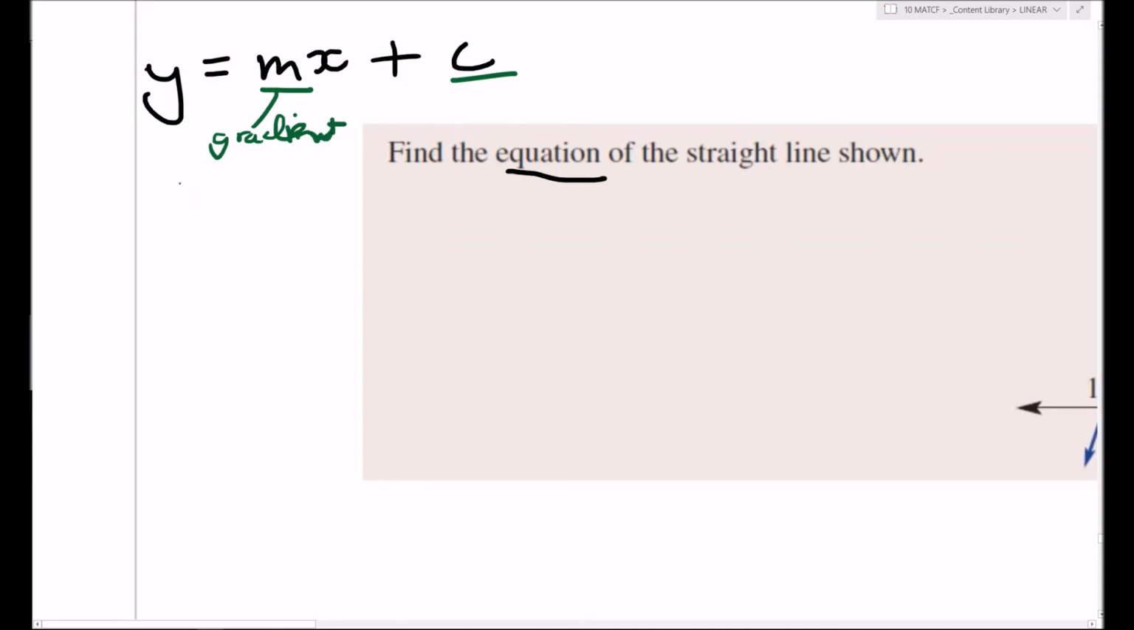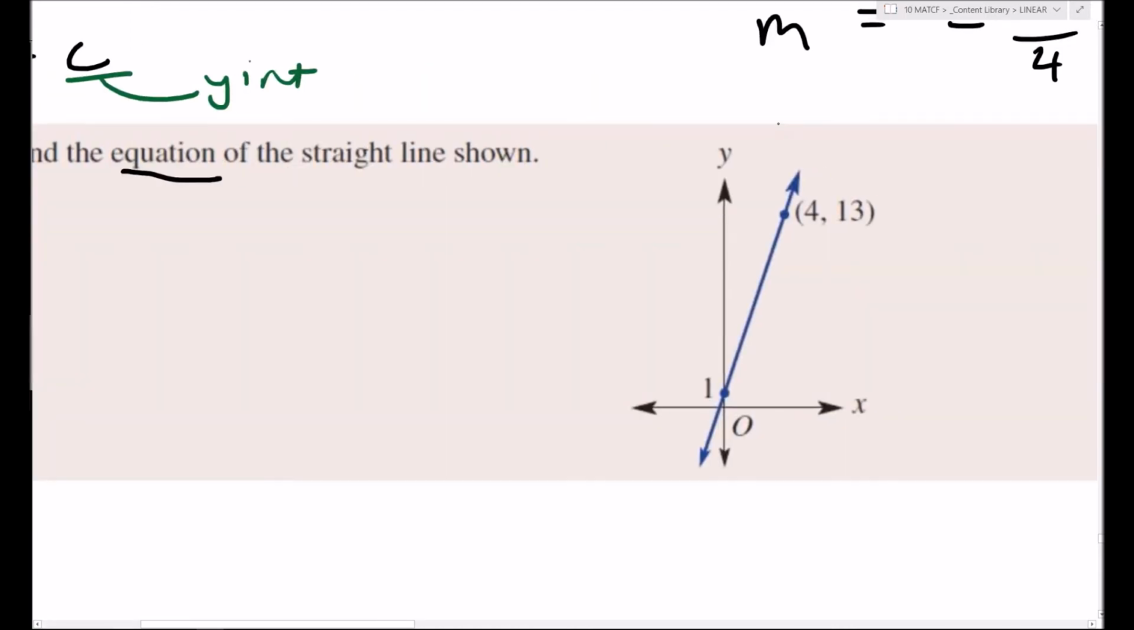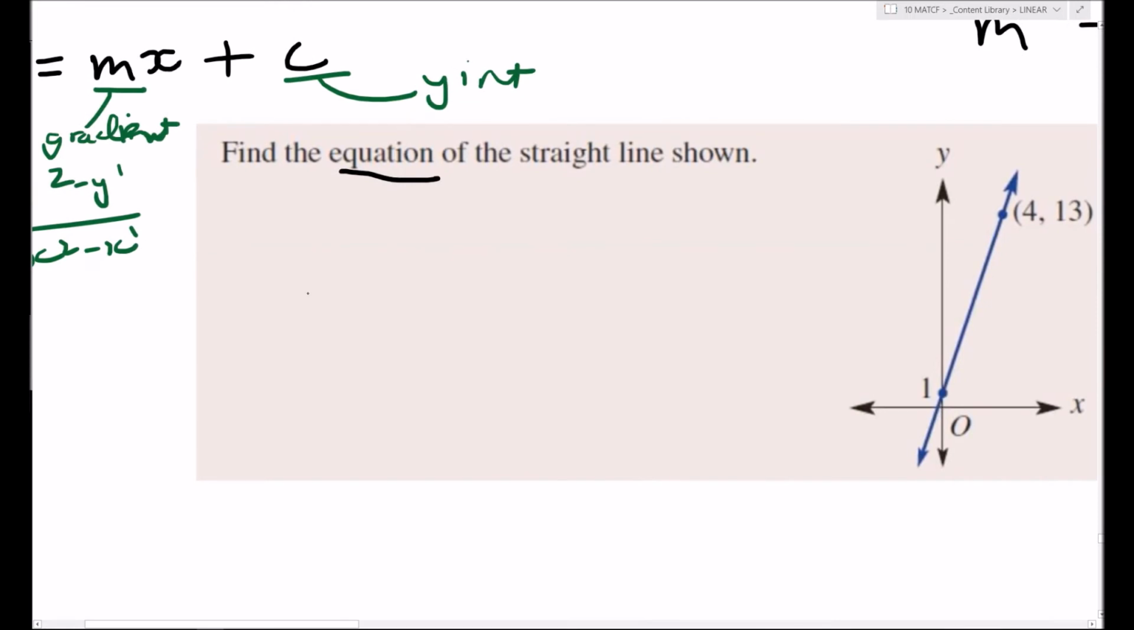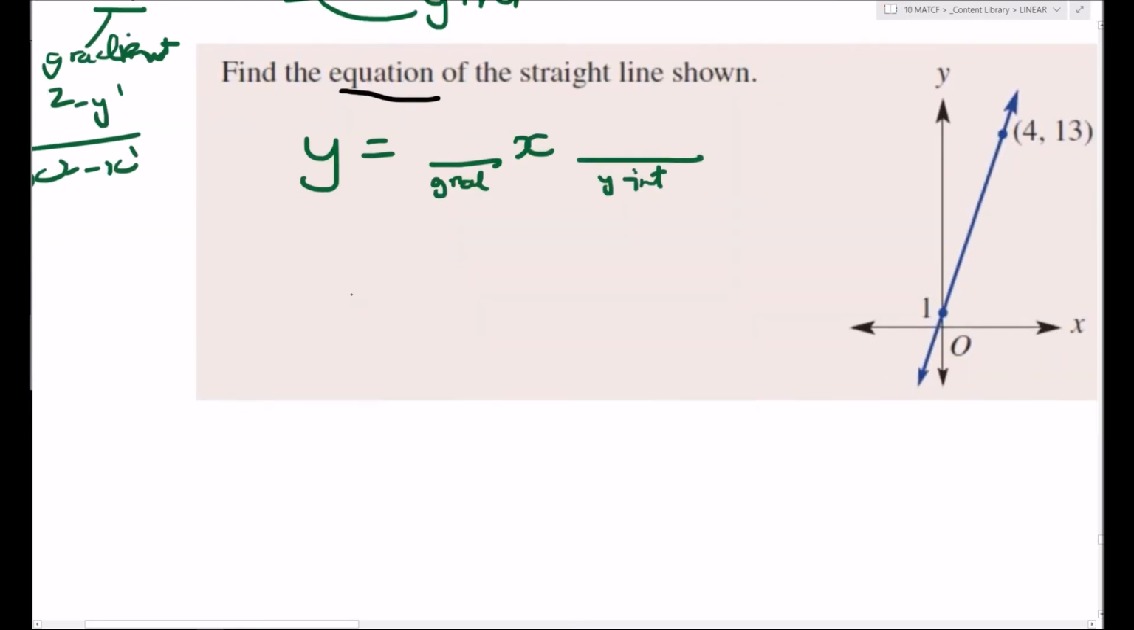Remember, the gradient uses the formula y2 minus y1 over x2 minus x1. And the y-intercept is wherever the line hits the y-axis. Okay, so find the equation of the straight line below. I'm going to write my equation again. Y equals blank x plus, actually, let's not leave it as plus because it could be a negative y-intercept. I have to find my gradient and I have to find my y-intercept. Let's start with the gradient first.